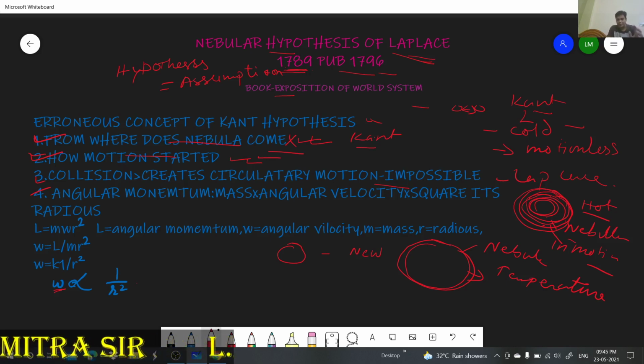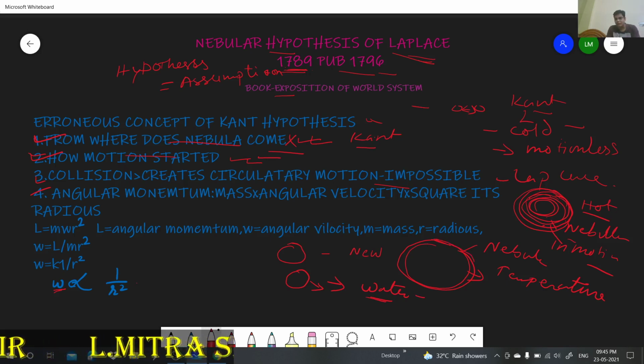Okay, if you take the example of an ice sheet, if the temperature rises, it is converted into water. That is the main thing. And this same thing applies here: when the nebula is very hot, it starts to emit all its heat into the universe.